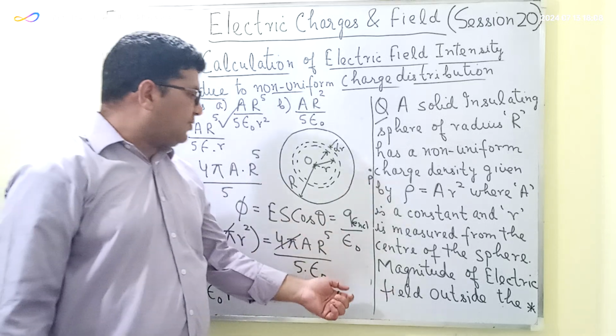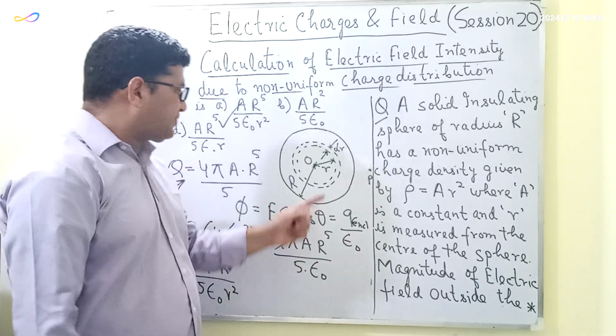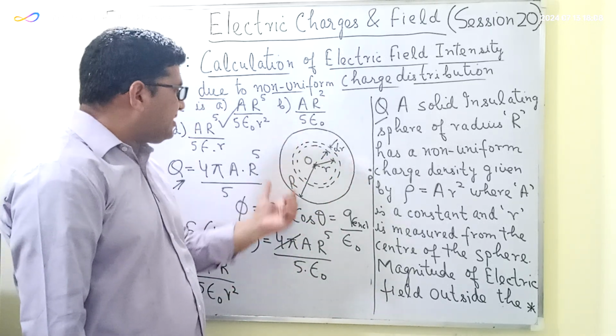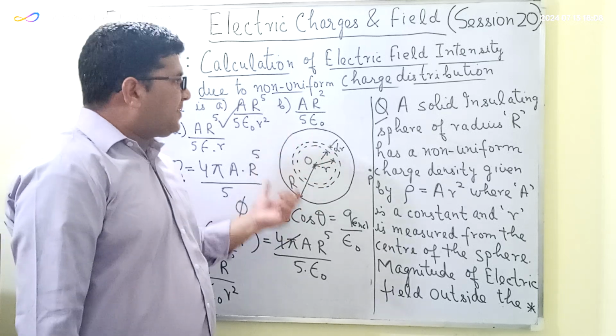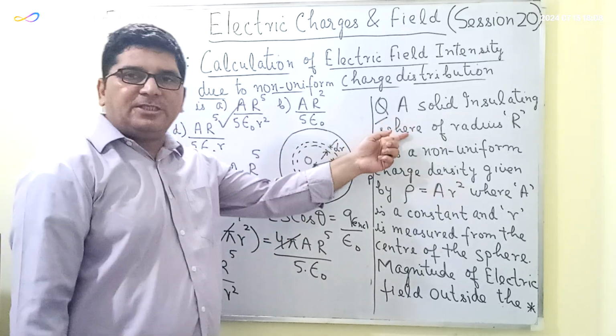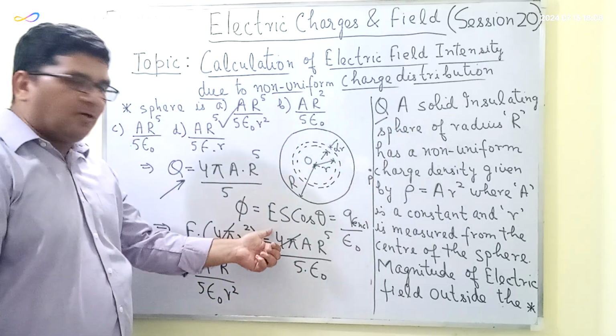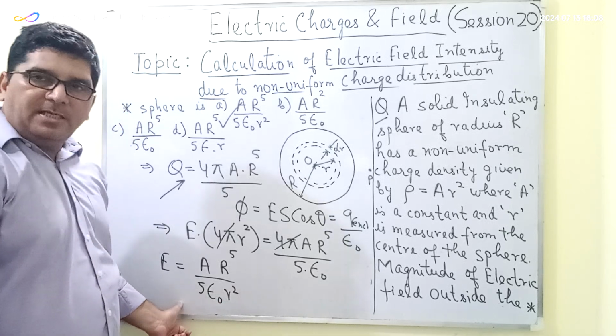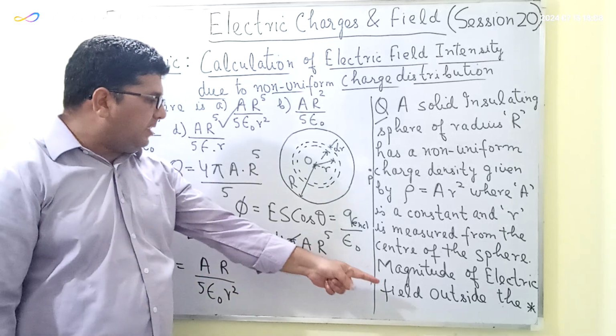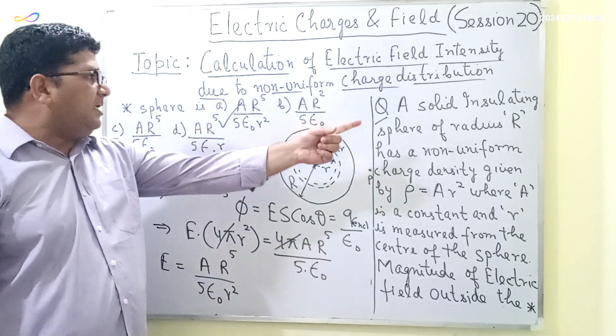Okay, so in this question, there were two important things. The first thing is that you have to find the total charge which is present on this solid insulating sphere, and then you have to simply use the Gauss law in order to find the intensity of the electric field at a point outside the solid insulating sphere.